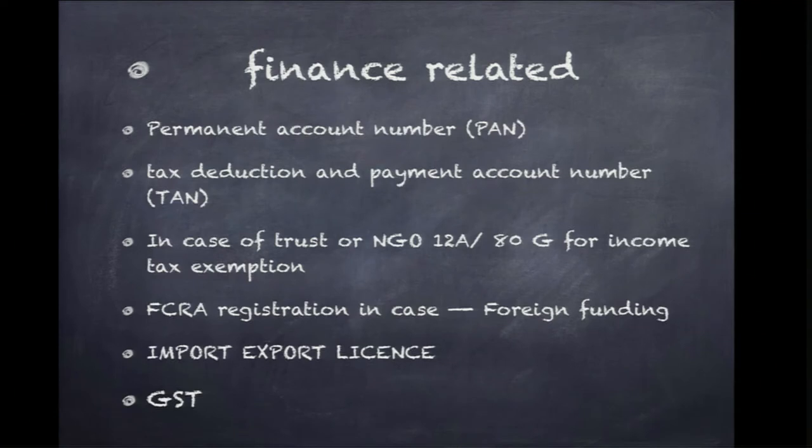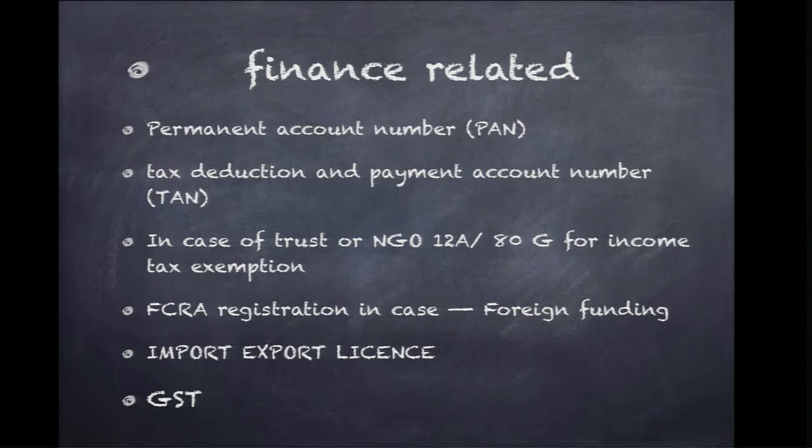Now, regarding finance-related licenses, what you need to take when starting your practice: get a PAN of your hospital done, then a TAN of your hospital done. TAN is basically important when you're deducting TDS. For example, you call an anesthetist, you pay him some money, and you need to deduct his tax, deduct 10% as TDS. The deducted 10% has to be paid to the government as well. So that is why TAN is required.